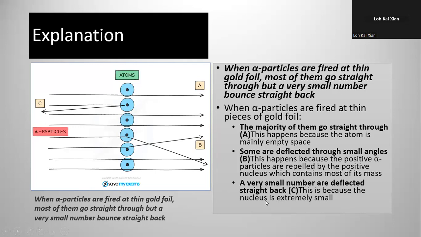Because the nucleus is extremely small, does it mean its direction depends on where the particle went? Yeah, it depends on whether it goes in a straight line or touches the nucleus. Most of it will go in a straight line. But those that go near the nucleus will be deflected. Those that directly collide with the nucleus will be deflected back, rebounds.